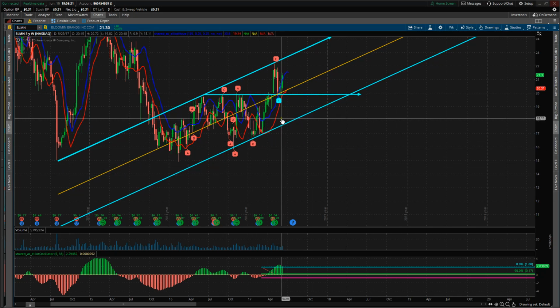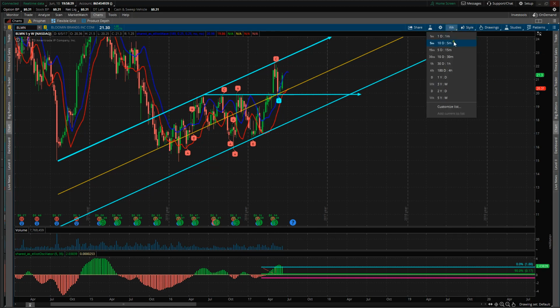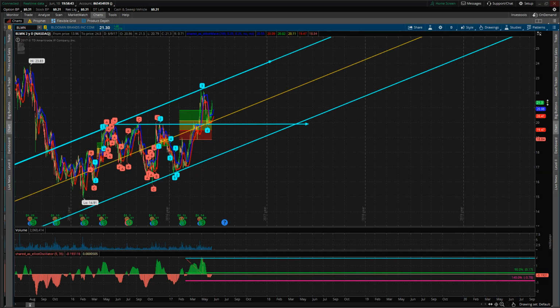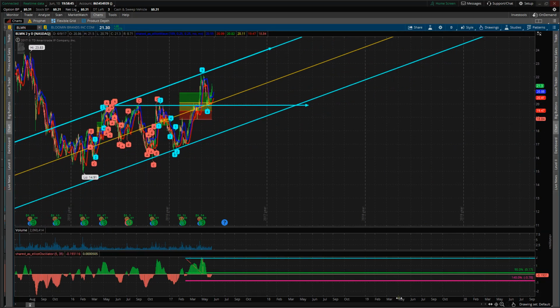We've got a channel with some good trend lines. We've got a major support and resistance level, so we go to the daily, and this is where we are right now. So let's zoom in again.